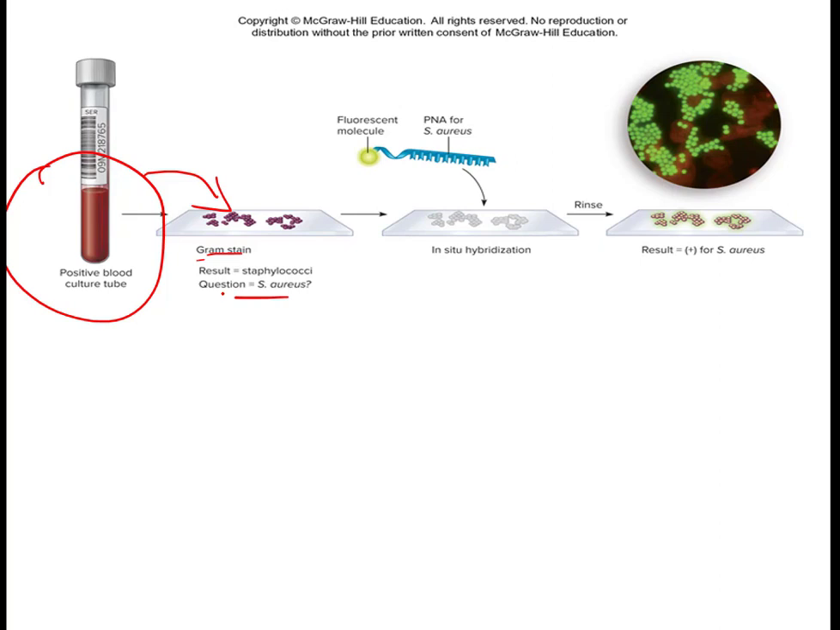So FISH is great because it's very rapid. It can be done in about 90 minutes, so it's one of the most rapid tests. How this is done is because we know the genome, the DNA sequence of Staph aureus, we can make these probes. These probes are made out of a single strand of DNA, and this DNA will attach only to Staph aureus DNA.